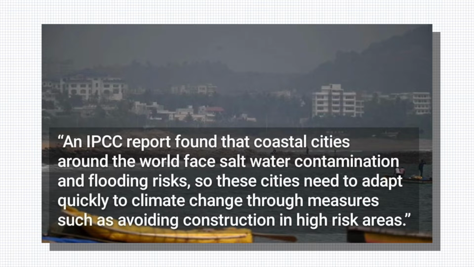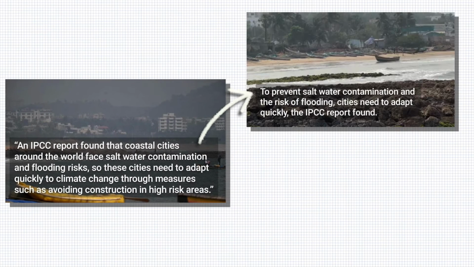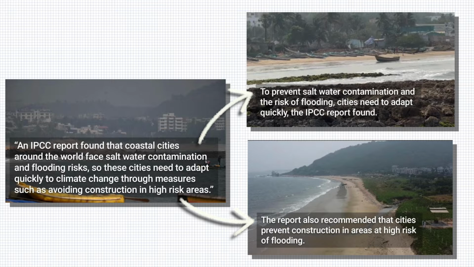An IPCC report found that coastal cities around the world faced saltwater contamination and flooding risks. So these cities need to adapt quickly to climate change through measures such as avoiding construction in high-risk areas. You can break that down into two different sentences. Notice how shorter sentences take up less space on screen.